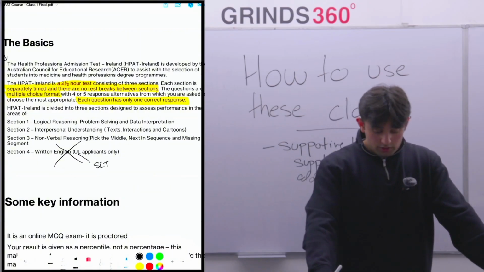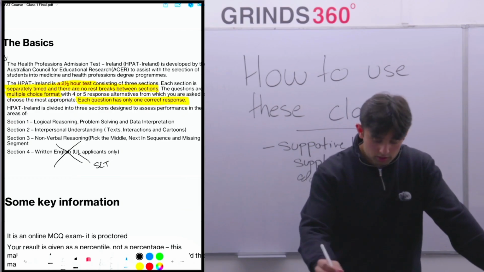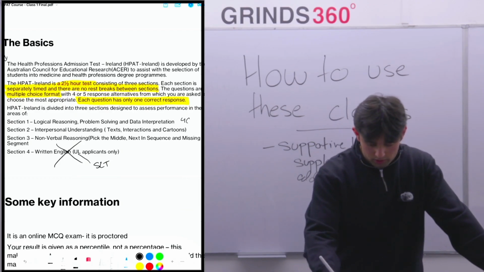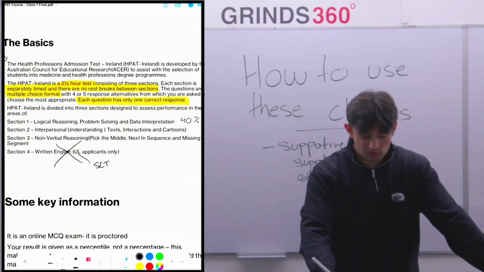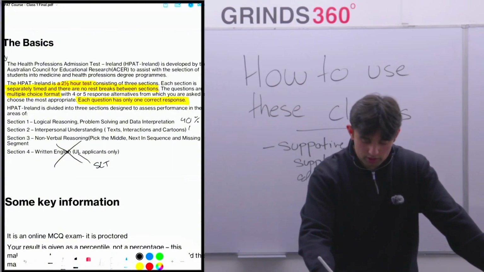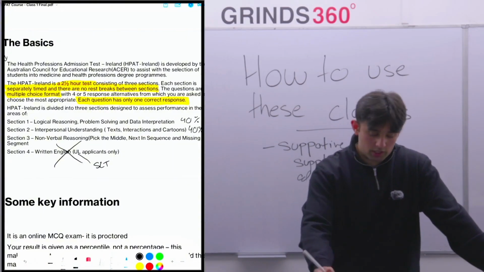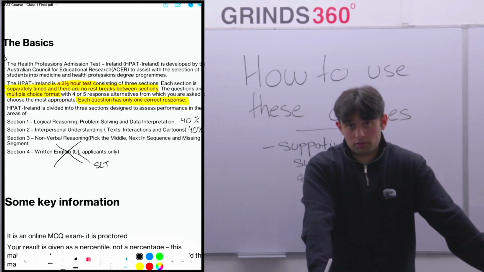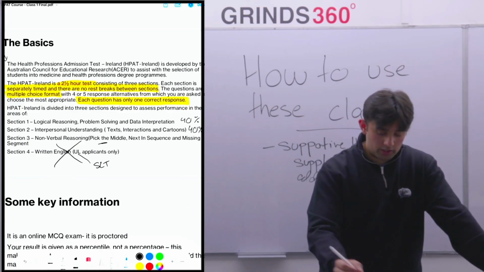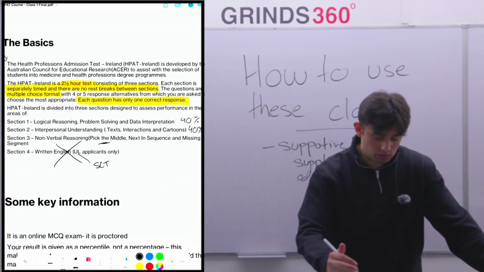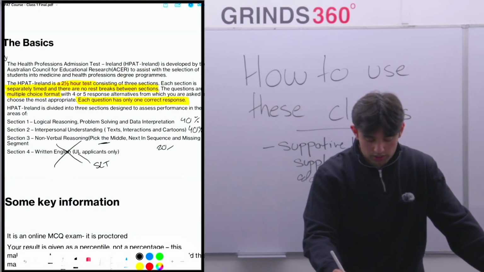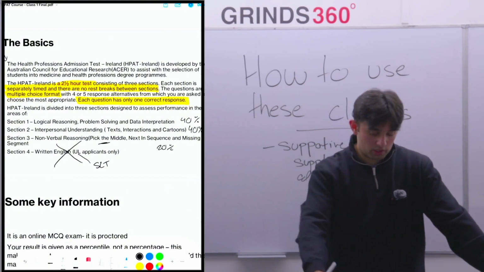So section 1 is logical reasoning, problem solving, and data interpretation. Okay, I'm going to repeat myself again later, but this is worth 40%. Okay, section 2 is interpersonal understanding, so understanding people, showing empathy, that kind of stuff. Also worth 40%. Section 3 is nonverbal reasoning. I mentioned pick the middle earlier. So pick the middle, next in sequence or series, and missing segment. That's worth 20%. Okay, and 1, 2, and 3, this is the order that they happen in.